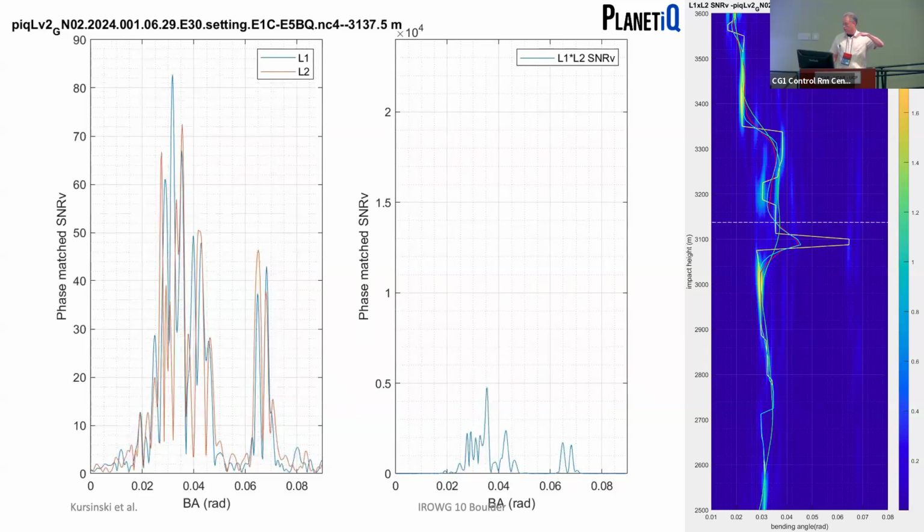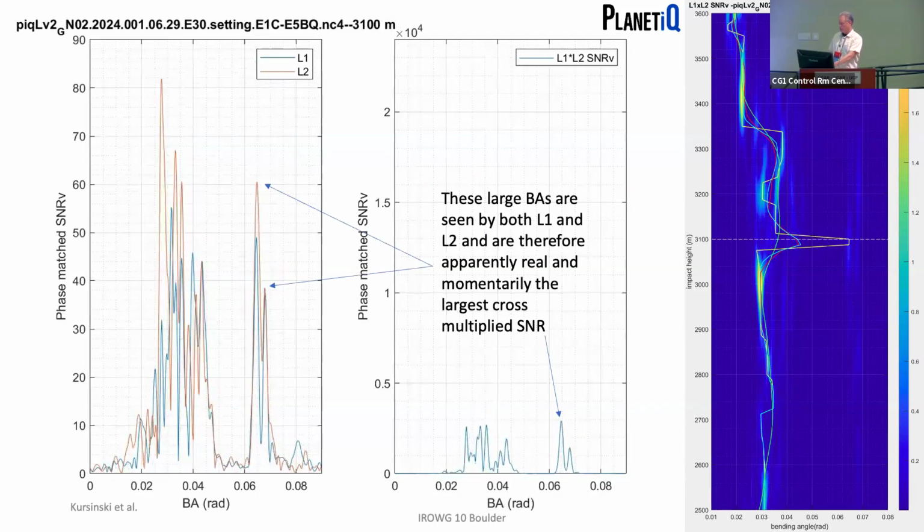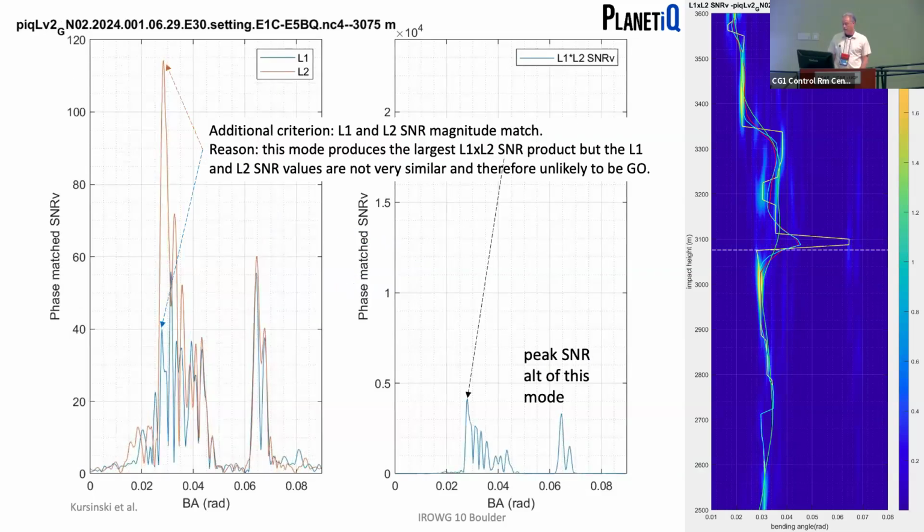I'm going to step down in 12.5 meter increments. You can see in the center profile in particular, the large bending angle happens to have the largest SNR at that time, and so this max algorithm on the right is finding that as the solution. Multiplying by L1 and L2 tends to clean up some of this horrible noise, which I think is speckle noise.